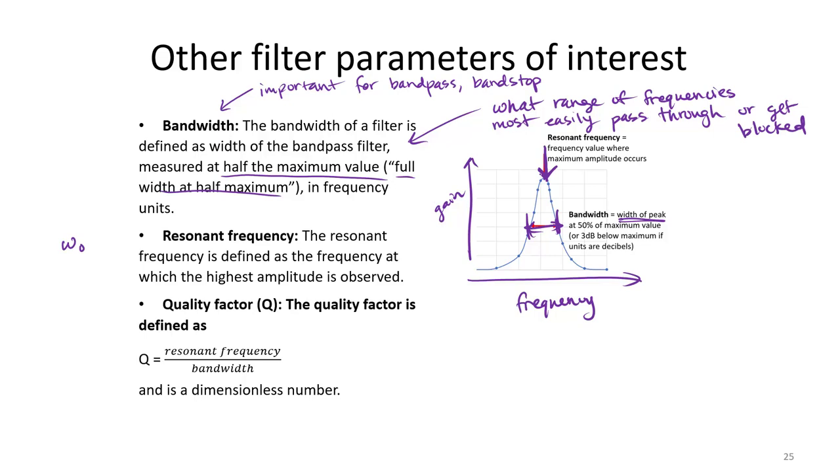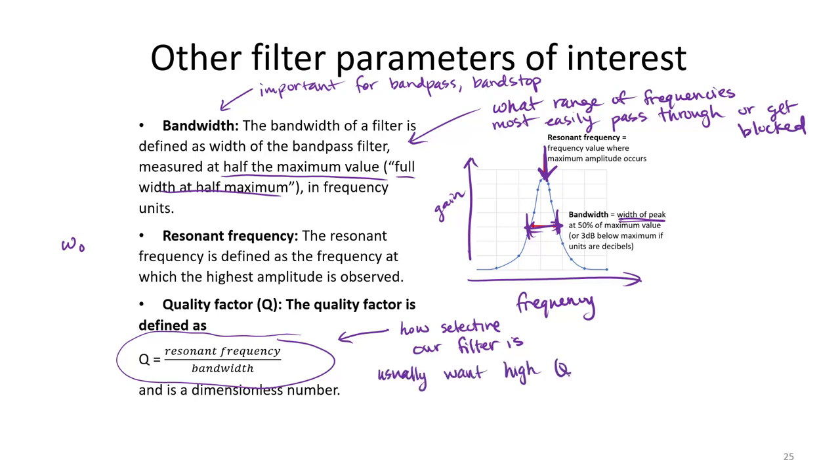Last term of interest is called the quality factor. The quality factor is the ratio of our resonant frequency divided by the bandwidth. Quality factor basically tells us how selective our filter is. Quality factor is a dimensionless number, and most of the time we want our quality factor to be as high as possible.